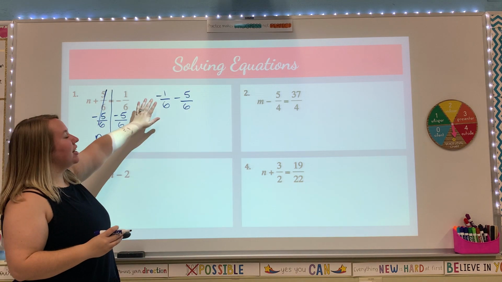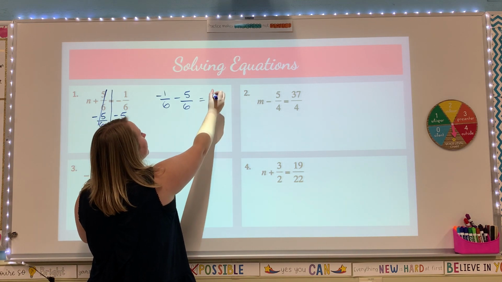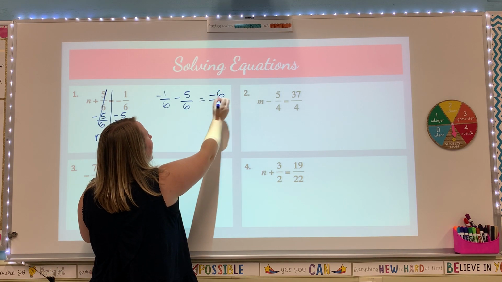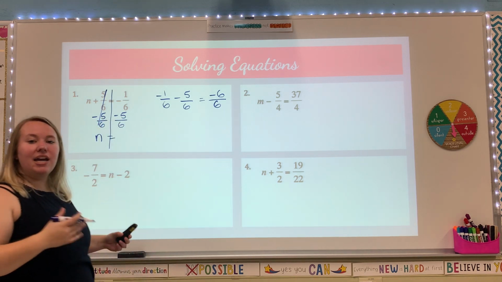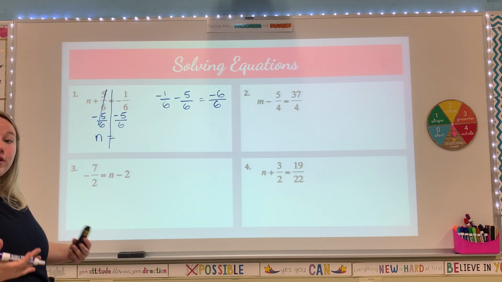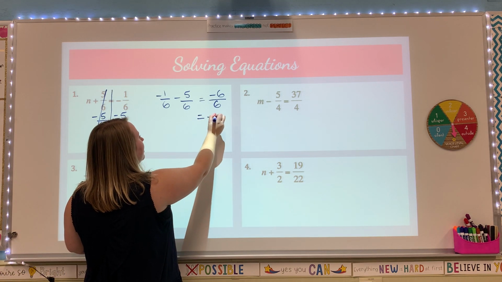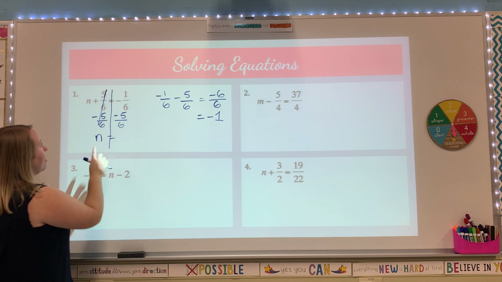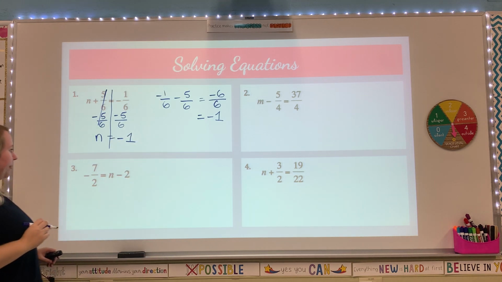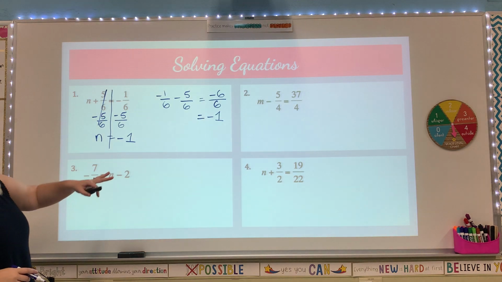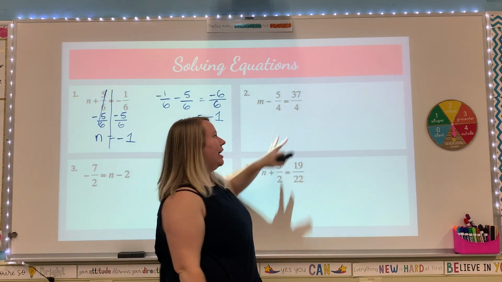So negative 1 minus 5 will give us negative 6, and then the denominators stay the same. Notice -6 divided by 6 can be reduced, and when we reduce it, we get the number -1. So n is equal to -1. That's our answer there.